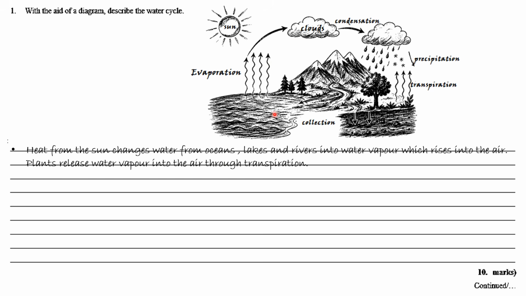So 2 marks for the diagram, properly labeled, and 2 other marks: 1 mark for saying that heat from the sun changes water from oceans, lakes and rivers into water vapor, which rises into the air. Another mark is when you make reference to water loss by plants through transpiration.